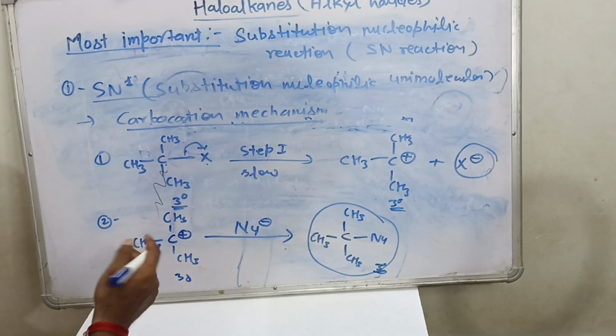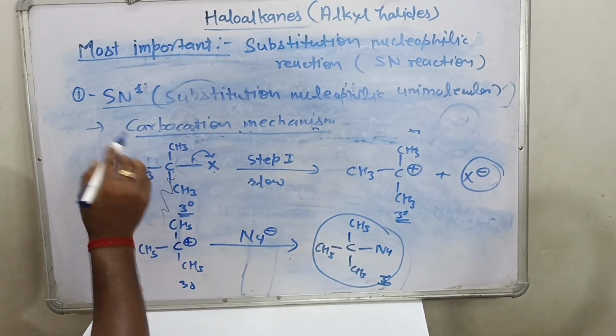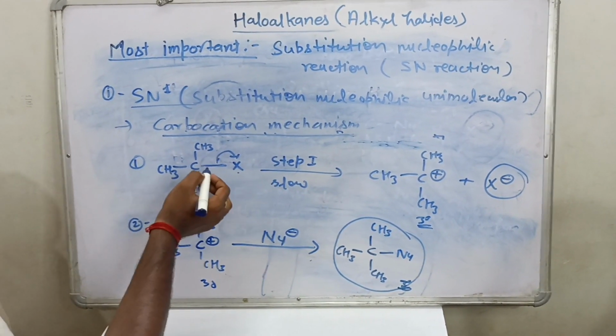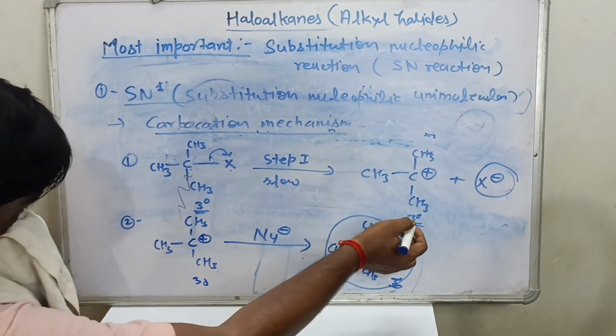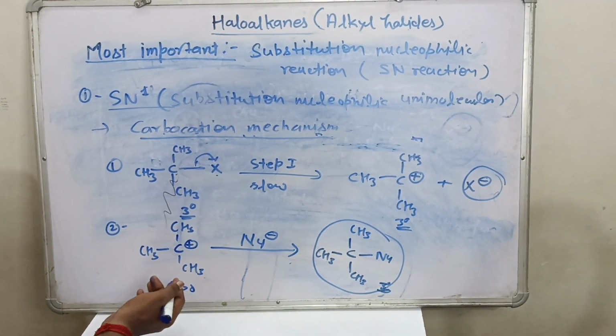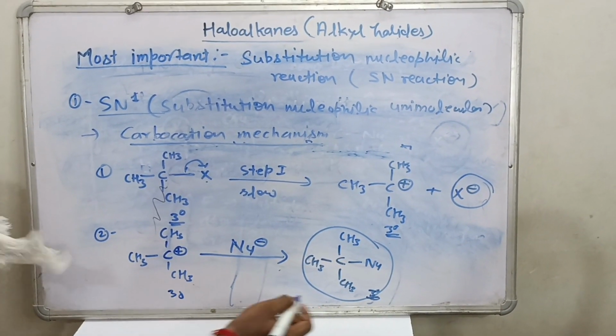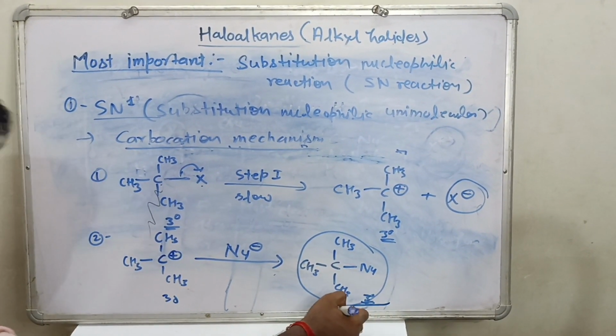So this is the total mechanism of the SN1 reaction: the first step involves the dissociation of the C-X bond, leading to the formation of a tertiary carbocation, and after that, in the second step, the nucleophile attack takes place on the tertiary carbocation, leading to the formation of a product.